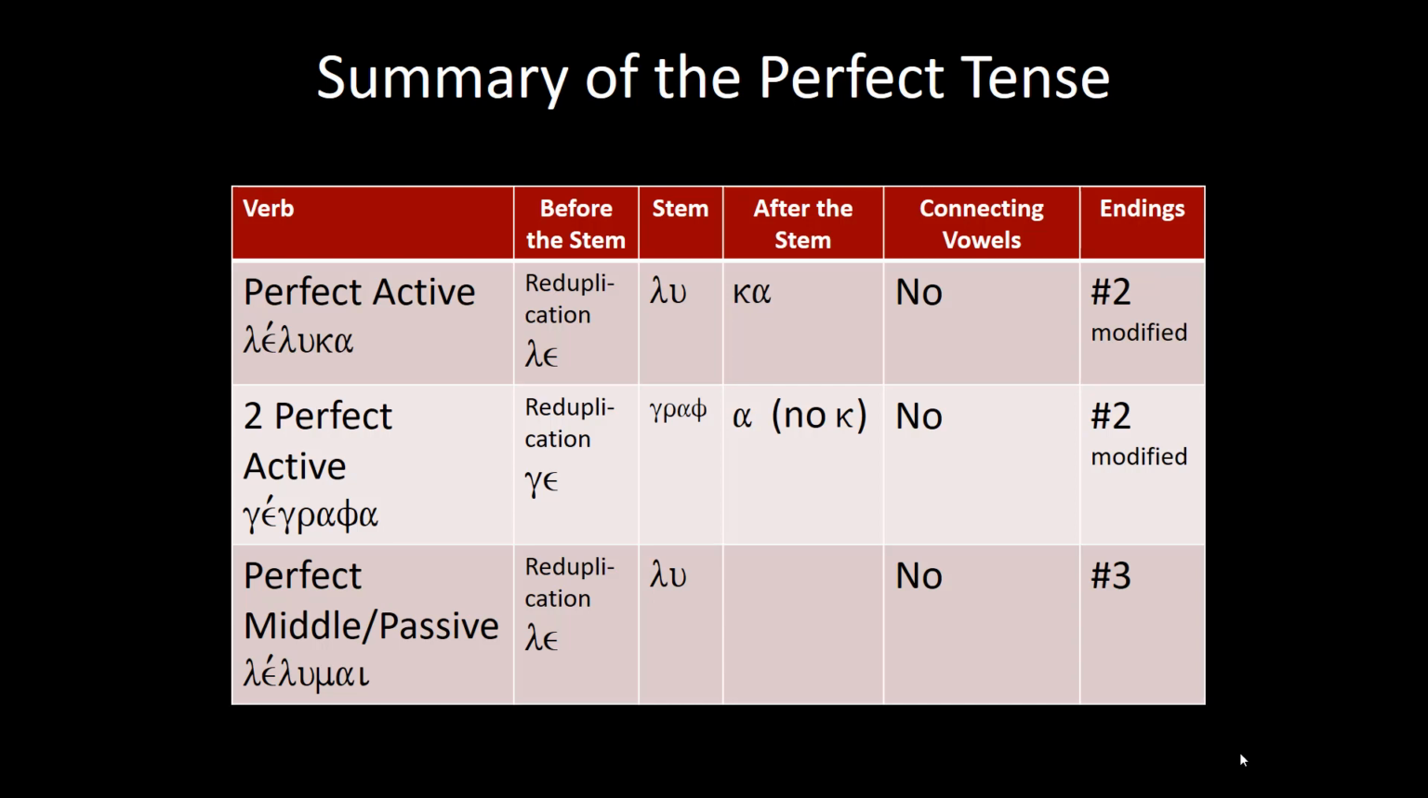So the perfect tense, reduplication is a great key. Then sometimes we'll have kappa alpha or simply alpha. But you see reduplication, it's perfect.